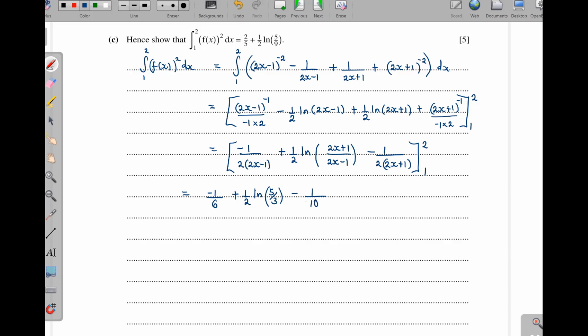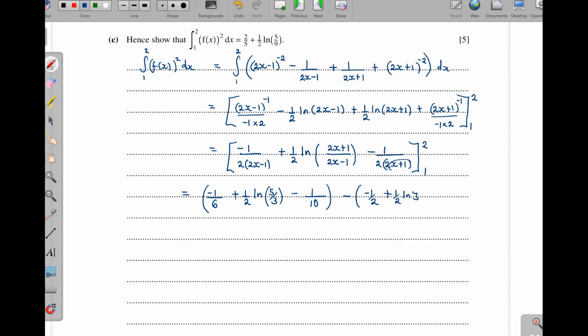So 1 out of 10, like that. Then minus, now let us put 1. So when I put 1 here, this will be 2 minus 1, then you get a 1. So that means altogether here I'm getting negative a half. Then again, put 1 in here. We are going to have a 3 here. Then divide by 1 here. So that will be a 3. So plus a half, then the natural log of 3.